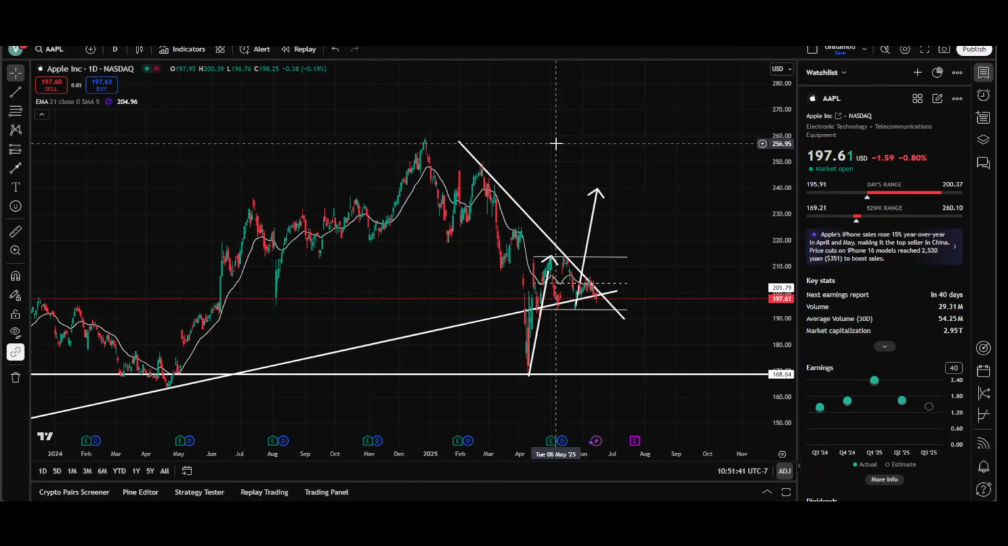What's up, traders? This is Vee Trades, and today I'll be doing a technical analysis breakdown for Apple with the ticker symbol AAPL. I will first be going over what I see in the daily chart and finish the video off with the weekly chart.